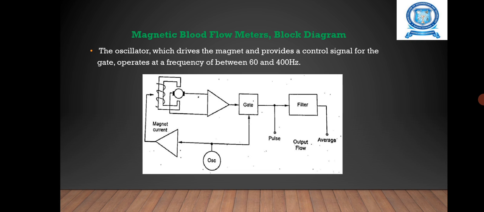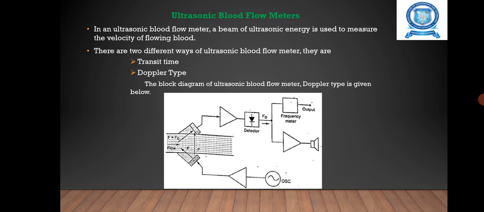The magnetic blood flow meter block diagram shows the oscillator, which drives the magnet and provides a control signal for the gate. It operates at a frequency of between 60 and 400 Hz. A gated detector is also used, which makes the polarity of the output signal reverse when the flow direction reverses. The response of this type of system is usually high enough to allow the recording of the flow pulses, while the mean or average flow can be derived by use of a low pass filter.